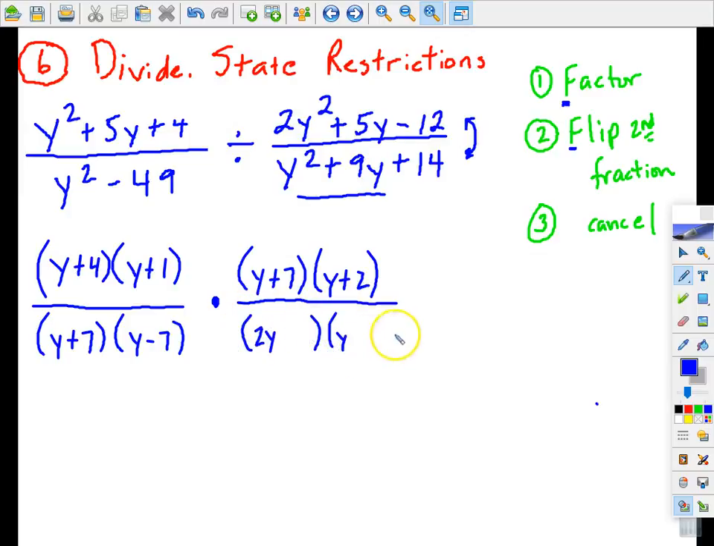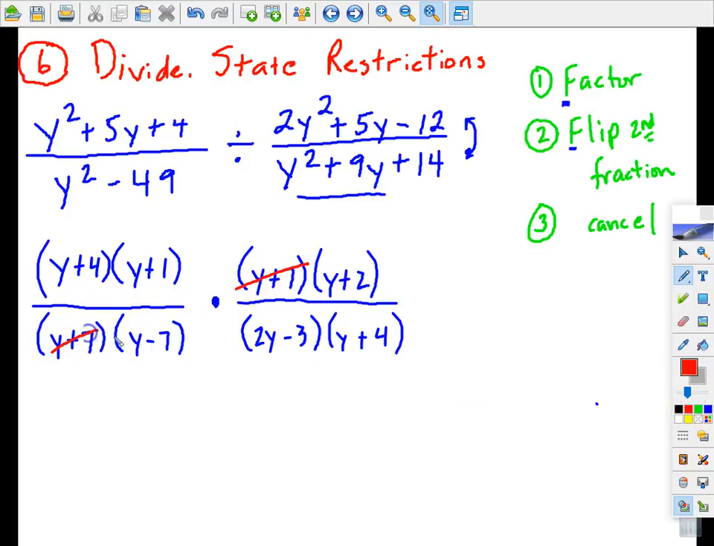2y times y. And now we're going to do the factors of negative 12. That will be plus 4 here, minus 3 here. Okay, so just do a quick FOIL check to make sure that those are factored correctly. Plus 8y minus 3y is plus 5y, and then minus 12. Okay, now let's start canceling everything possible.